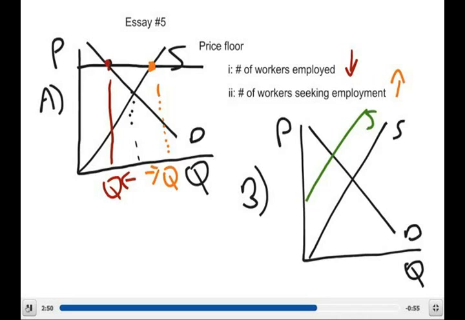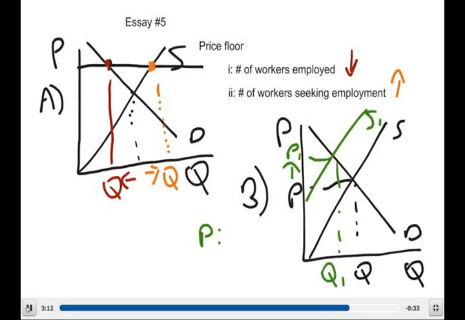So here we can look again. Here's our original price, original quantity, new price, and new quantity. So we can say that the price of fast food went up and the quantity went down. So that's not too bad.